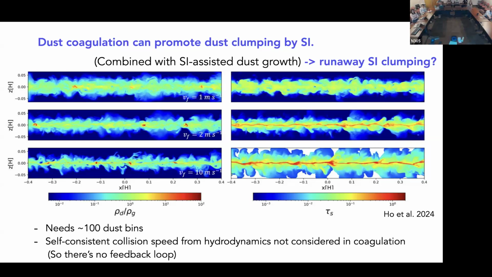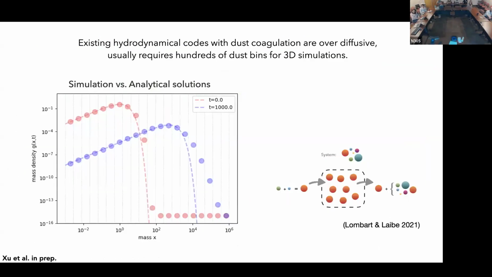In order to have this, we have to have coagulation and streaming instability in the simulation, and make those things talk together. That's basically the idea. And that can be more computationally expensive, especially if we consider simulation with coagulation, where the accuracy heavily depends on how many dust bins you have.